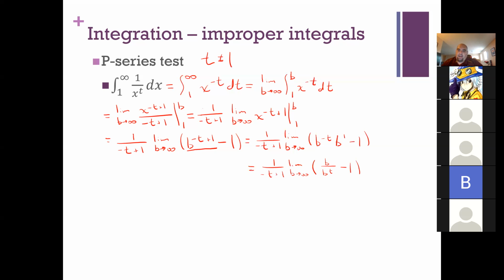All right. So now I want b to get really big. Obviously, this b in the numerator is going to get overwhelmed by what's going on, or I guess not obviously. We have to figure out what values of t are going to cause the denominator to get bigger faster. So what values of t am I looking at here? When will this limit exist?